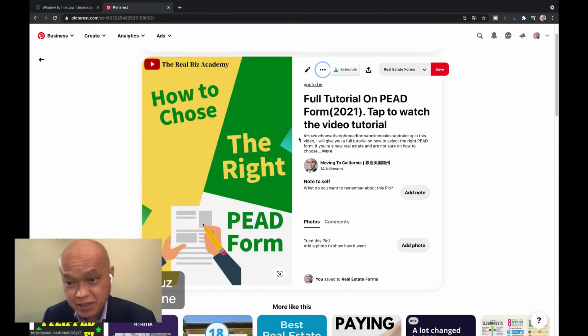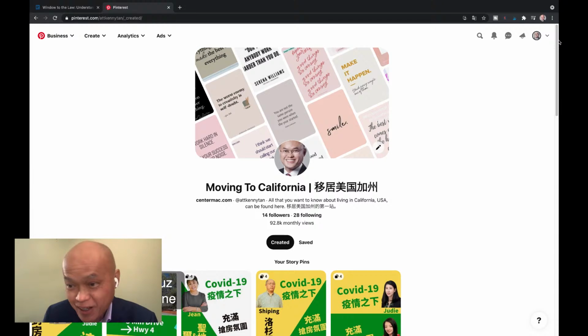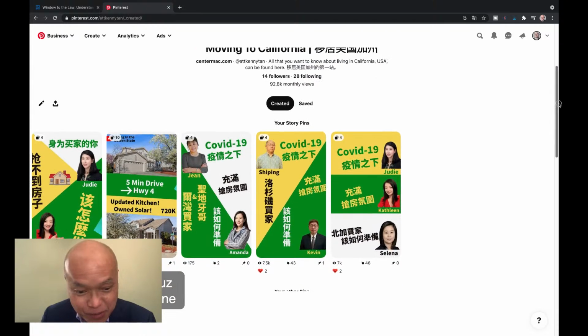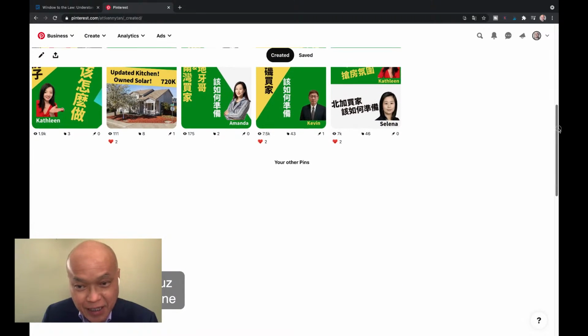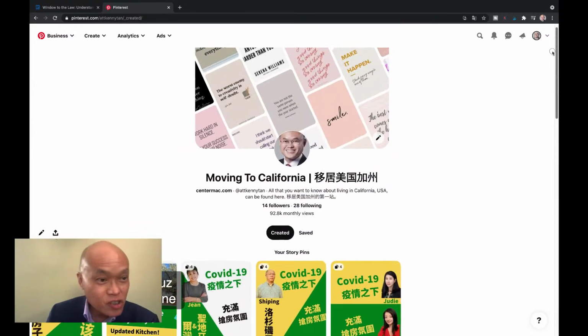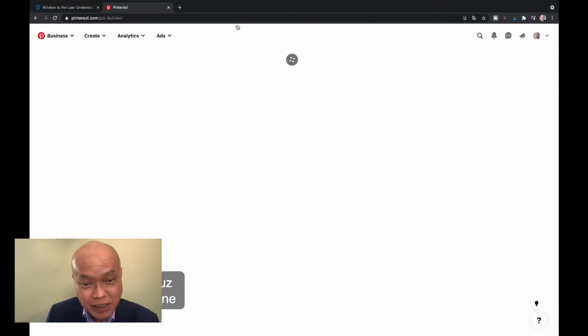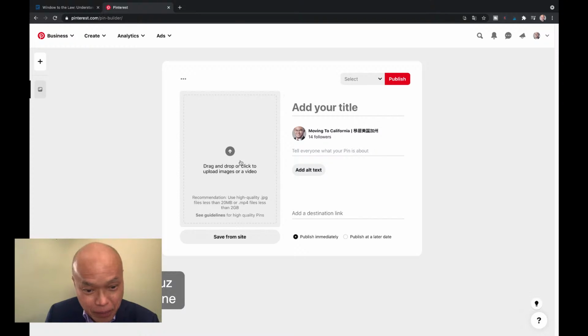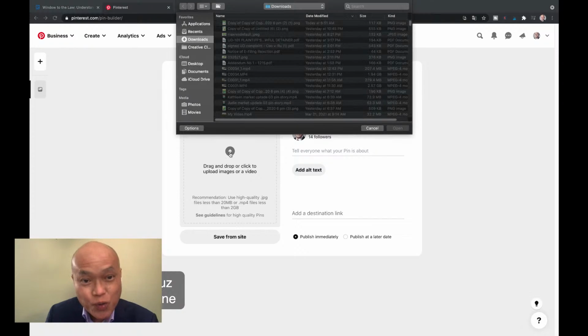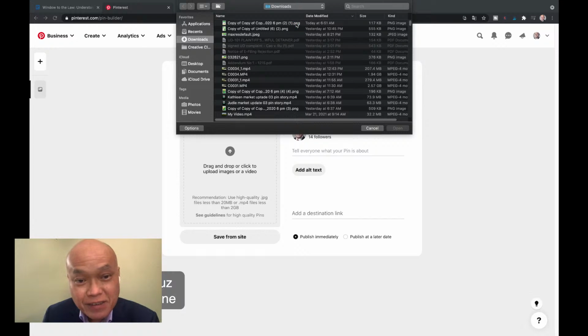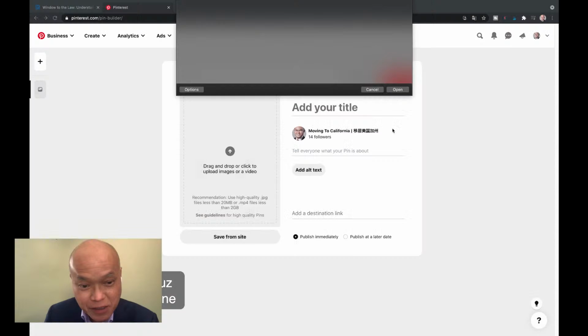Let me see if I can find a pin where I can actually insert an alt text and show it to you so you know what it actually looks like. Hold on a second. I think it might be easier if I just show you how to create a pin with alt text. Okay, now I'm just gonna randomly pick a pin, that way I can show you. So this is a pin.